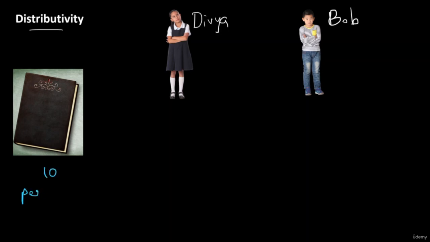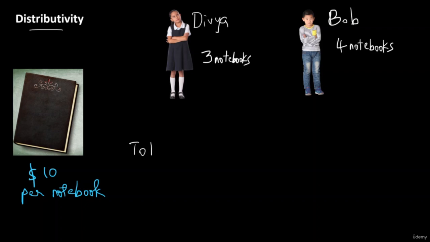Now it's given that one notebook costs $10. Now Divya needs 3 notebooks and Bob needs 4 notebooks. Now we are asking them to find the total money that both of them together will spend. Now, both of them approach this problem in a different manner.